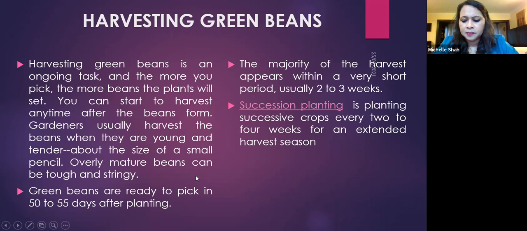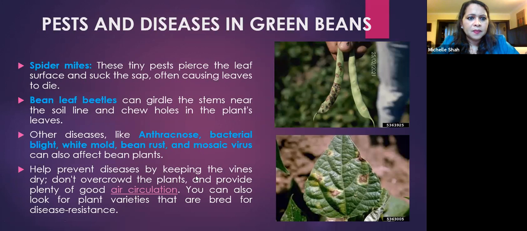Pests and diseases in green beans. Spider mites are a popular insect that attacks green beans. These tiny pests pierce the leaf surface and suck the sap, often causing leaves to die. Another pest is the bean leaf beetle, which girdles the stems near the soil line and chews holes in the plant's leaves.